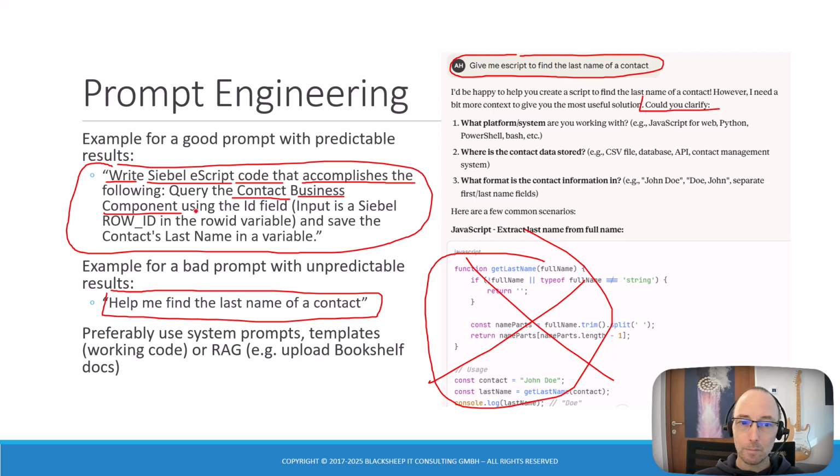So contact business component, it knows it's Siebel, so it knows business components. That's the similarity, the vectors, they align in your favor. Using the ID field and explain the input is a Siebel row ID and the row ID variable, and save the contact's last name in a variable. So that, of course, is a very simple eScript. You could probably, if you're an eScript developer, you could just type that. And let's see what the LLM comes up with.